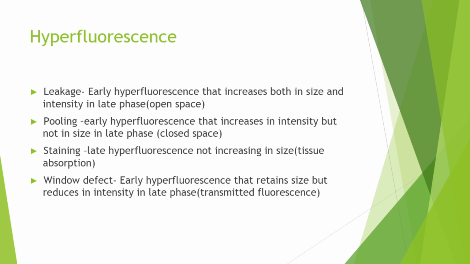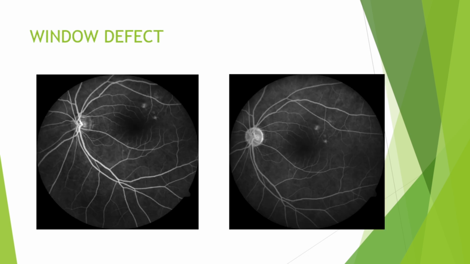Next is staining, which is a late hyperfluorescence. It is caused due to tissue absorption. So it's a late hyperfluorescence, but that is not increasing in size.